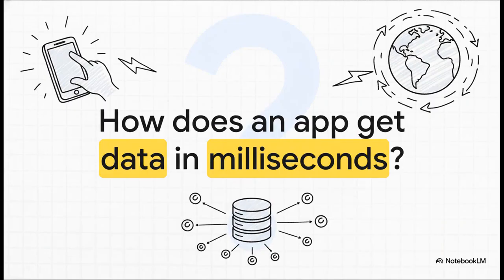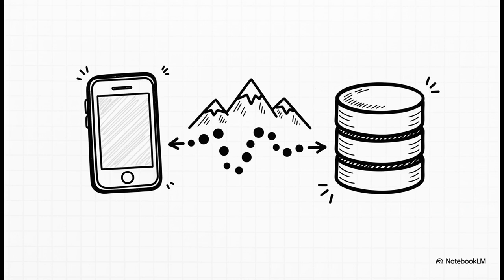So let me ask you this. You ever use an app that just feels instantaneous? You tap something and the data is just there, even if you're halfway across the world from its servers? How does a global app pull that off? How do they get you that data in milliseconds? Well, you can bet it's not magic.